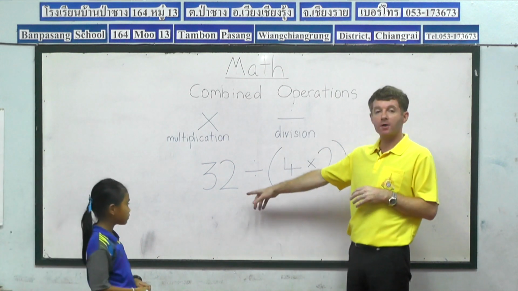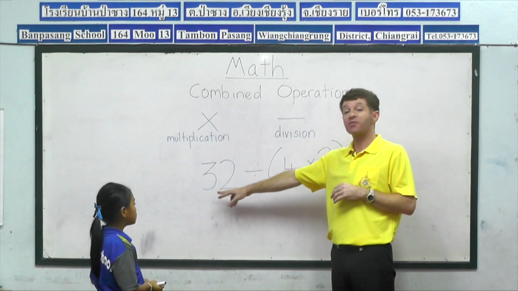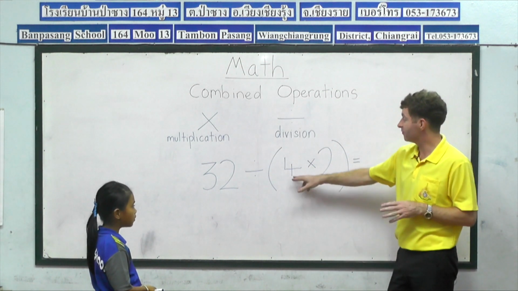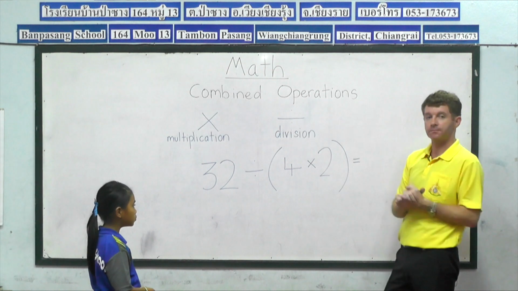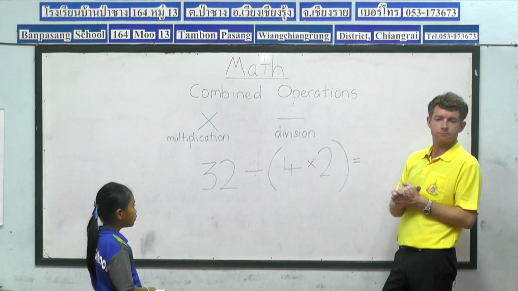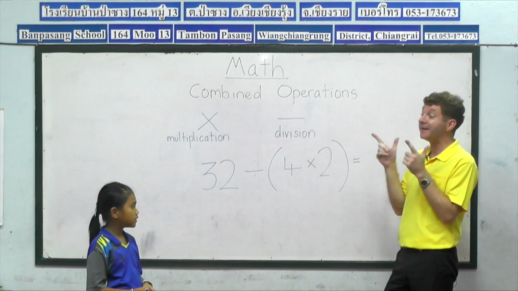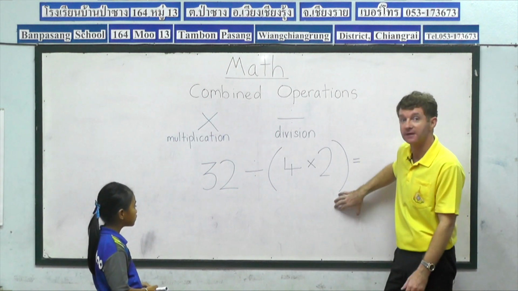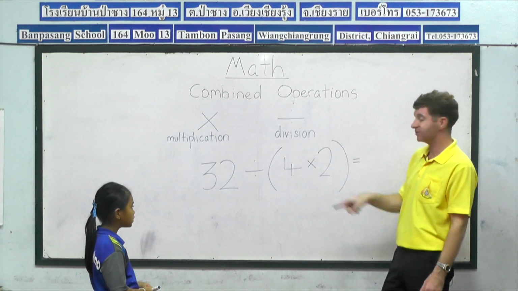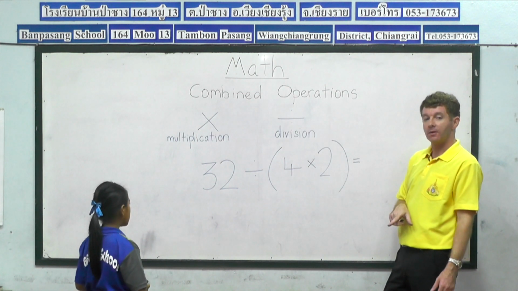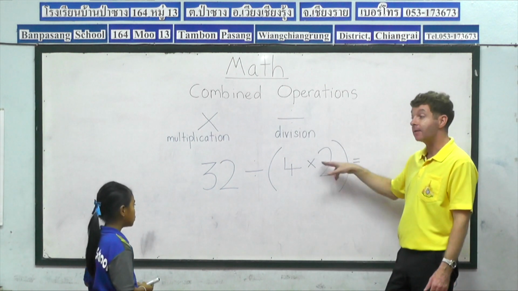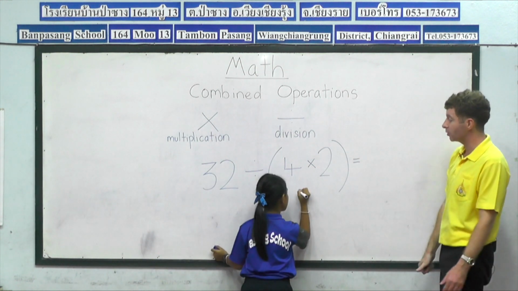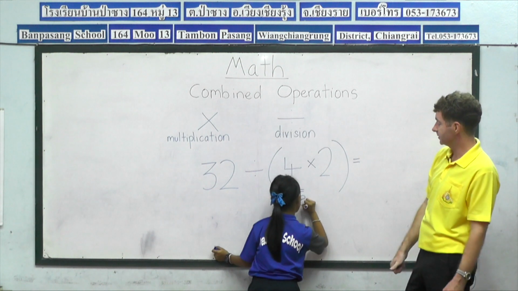So, what's our combined operation, guys? 32 divided by 4 times 2. Now, where do we begin? Always in brackets. For combined operations, guys, always start in the brackets. So what's our first calculation? 4 times 2 equals, excellent, well done, Pak Bung. So you can write 8 underneath.